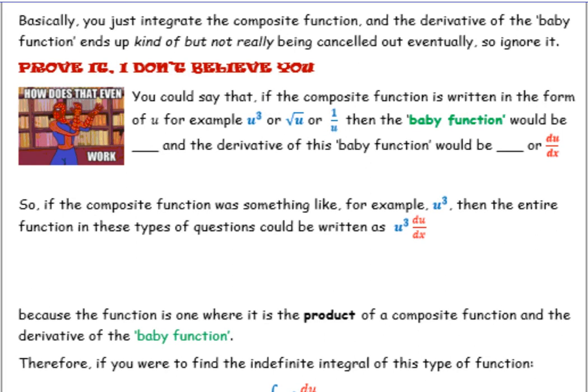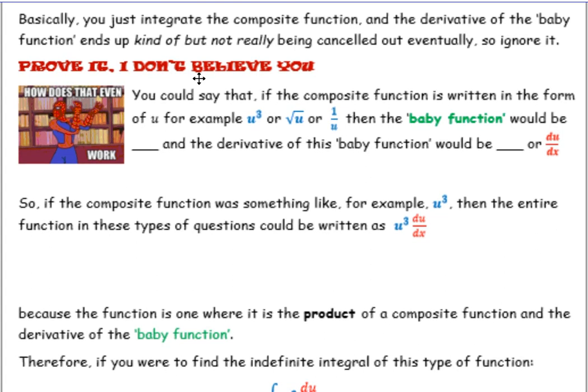So you could say that if the composite function is written in the form of u, for example u cubed or square root of u or 1 over u, then the baby function would be something straightforward. What letter do I tend to use for the baby function? U, yep.